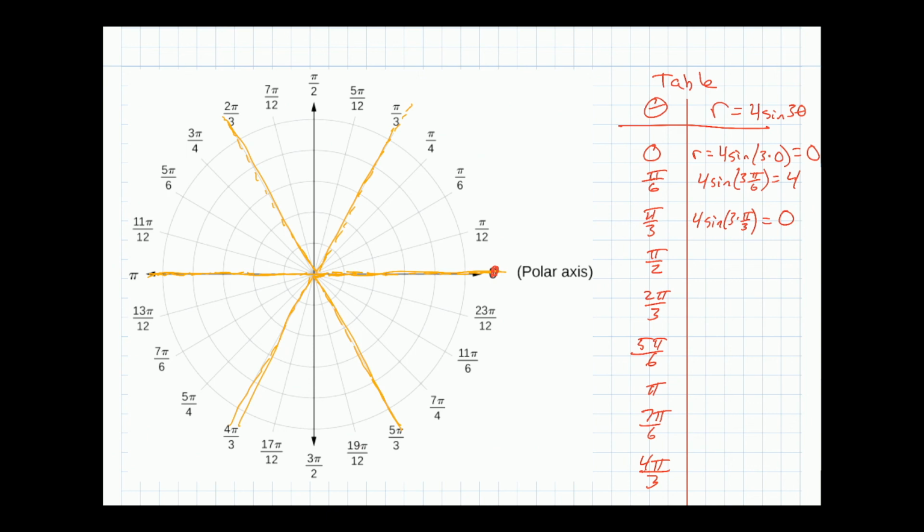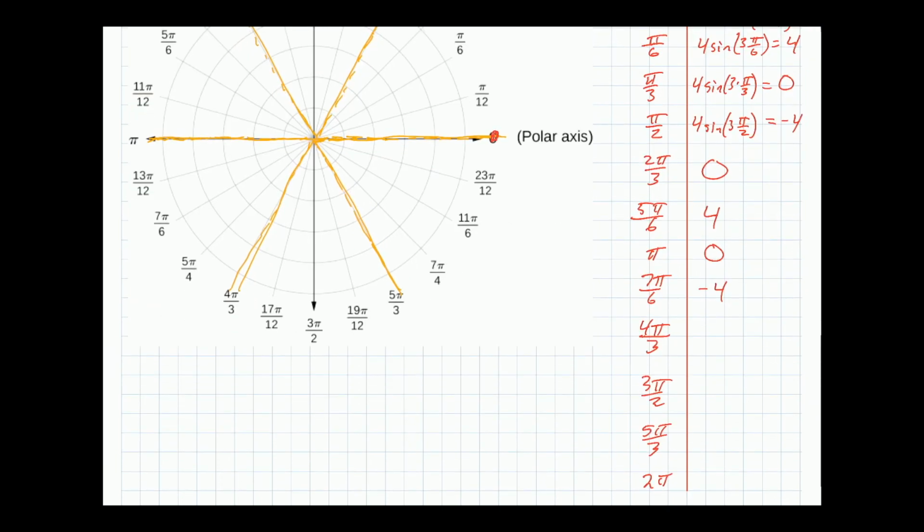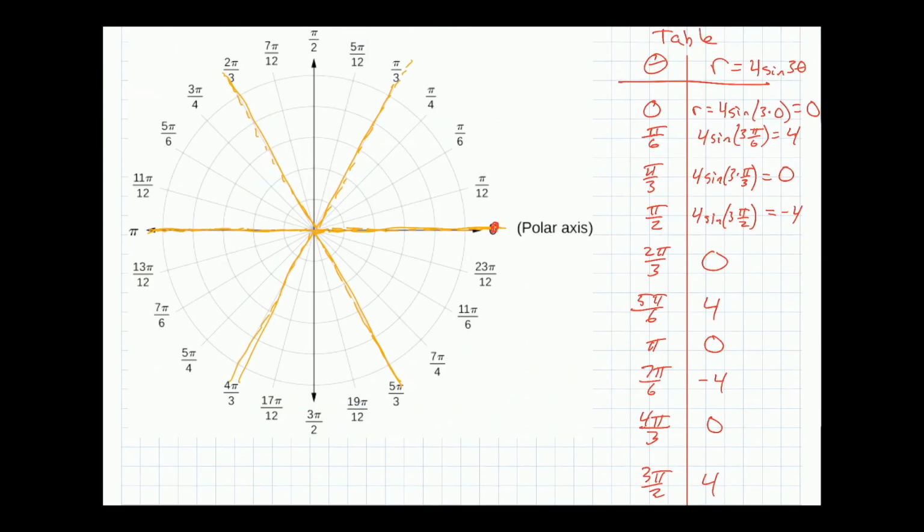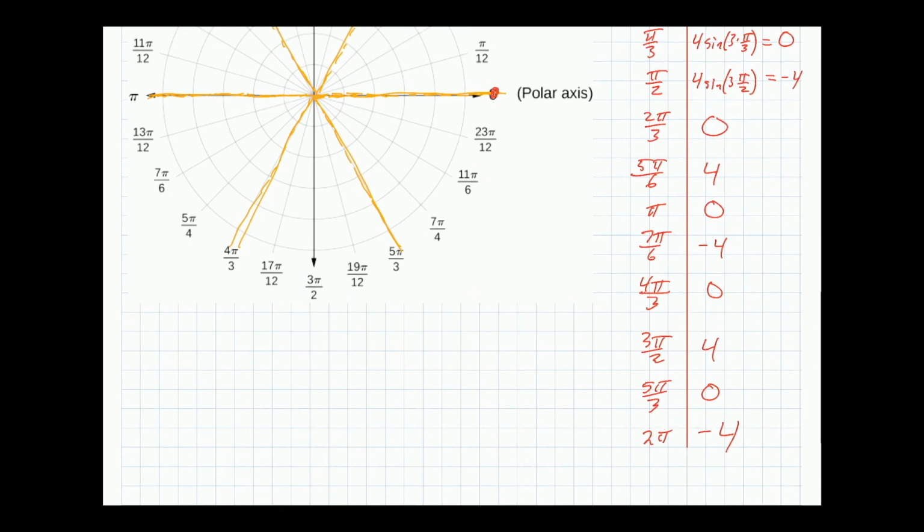Well, I guess I shouldn't take anything for granted here. 4 sine 3 times pi over 2, which is sine of 3 pi over 2, is going to be negative 1, so it's going to be negative 4. The next one's going to be 0, then it's going to go positive 4, and then 0, and then negative 4. And it's going to go 0, and then positive 4, and then 0, and then negative 4.